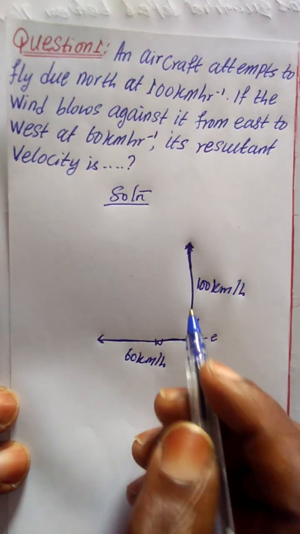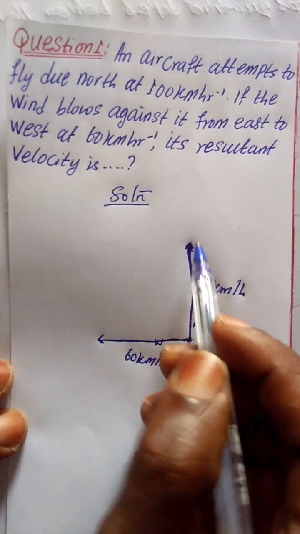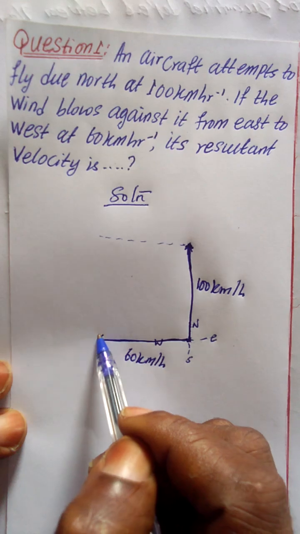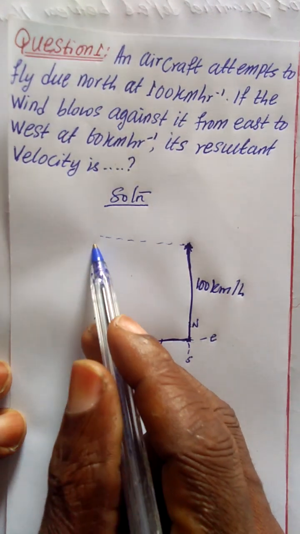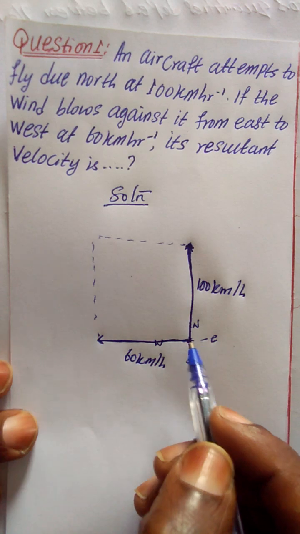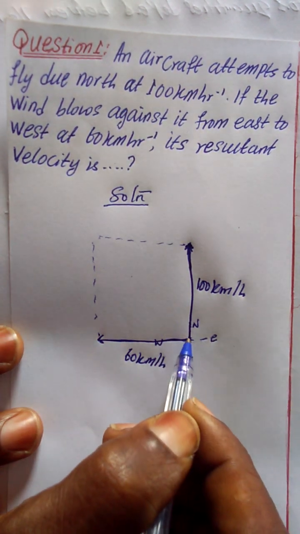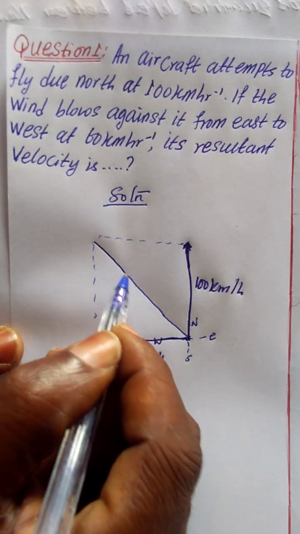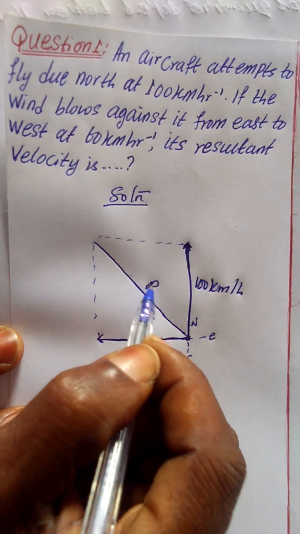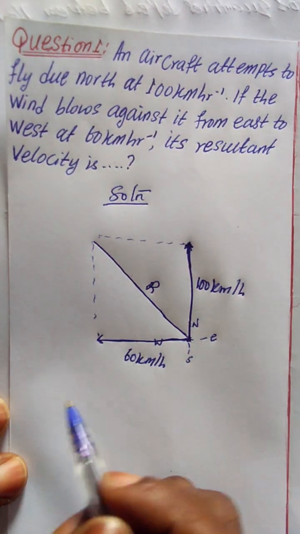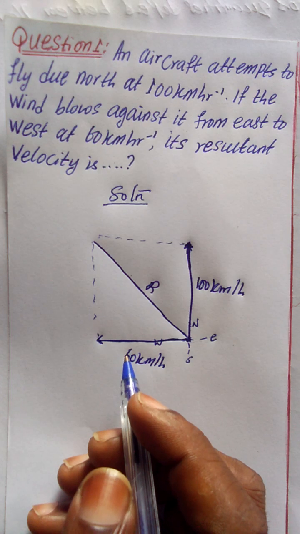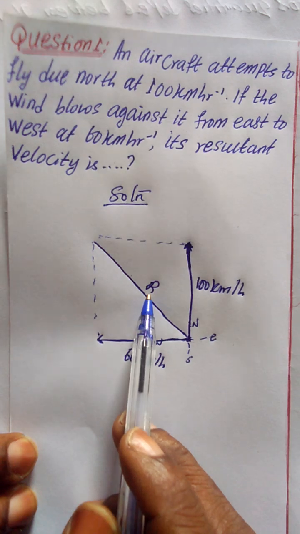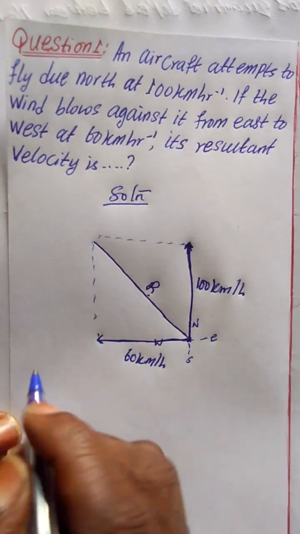So what we need to do is complete it to become a square. We should have this. Now the resultant vector would be from their point of intersection, which is this. This becomes their resultant vector R. Now you know a vector has both magnitude and direction. So to find the magnitude of this resultant vector, we use Pythagoras theorem.